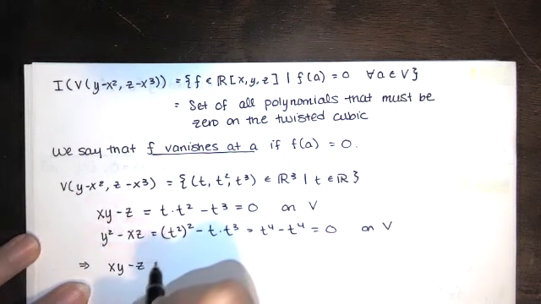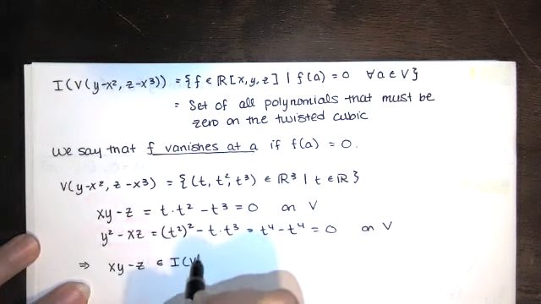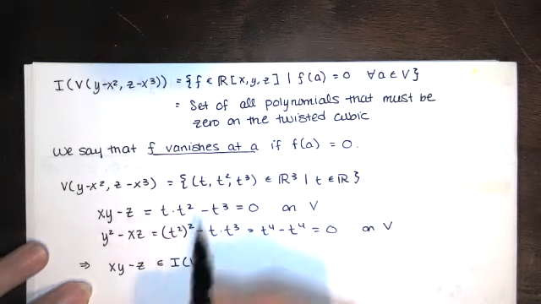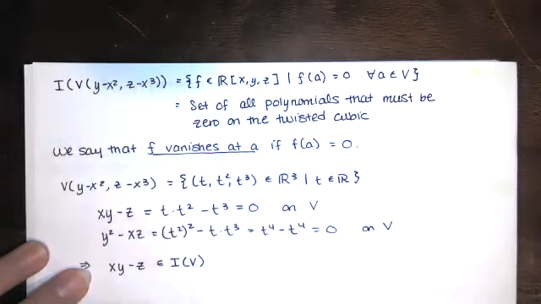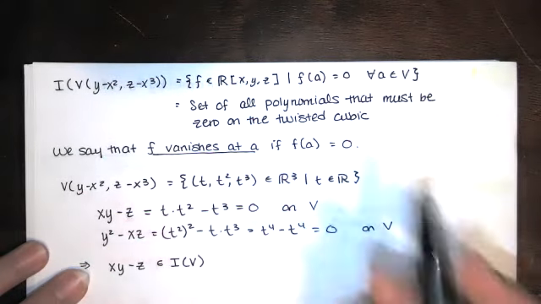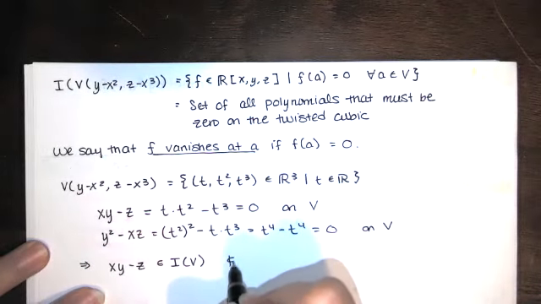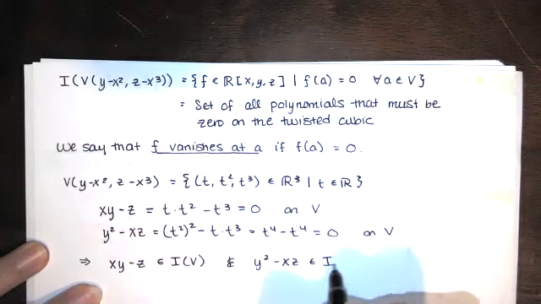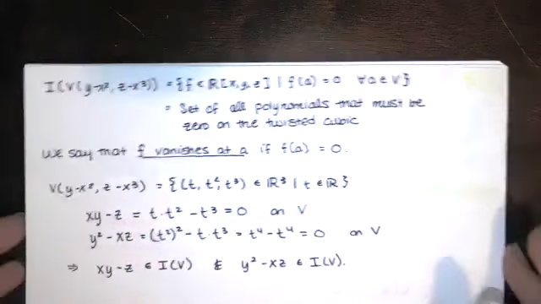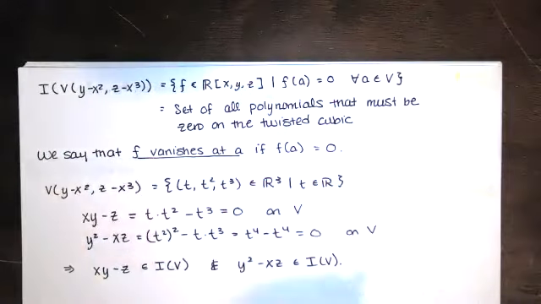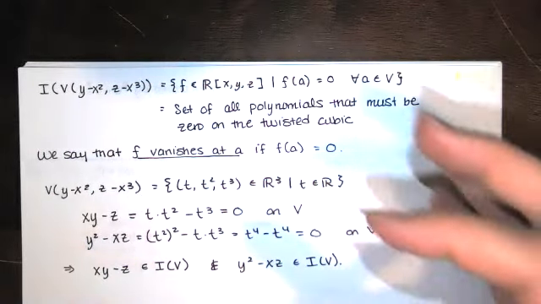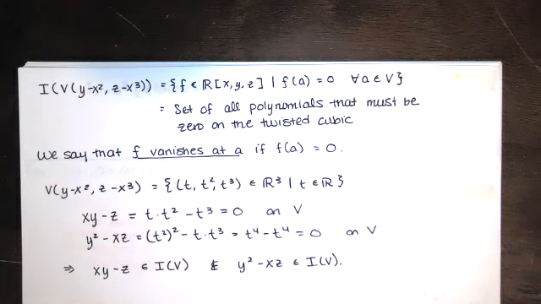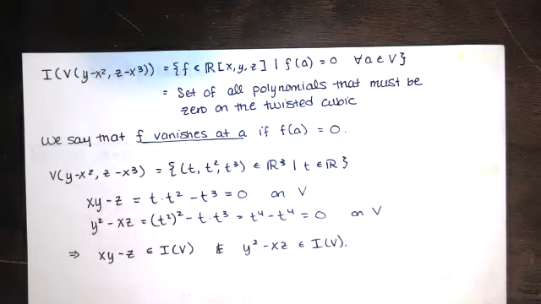So this polynomial belongs to the ideal of the variety, where this variety is the one we call the twisted cubic. And this polynomial belongs to the ideal of the variety. So this is a set of polynomials that vanish, or are all equal to 0, when we're on this set of points in n-dimensional affine space.